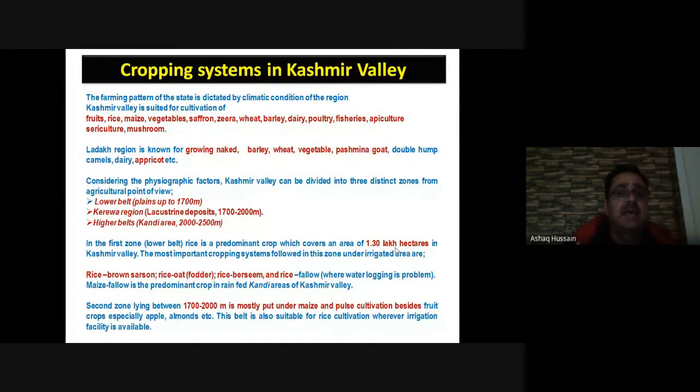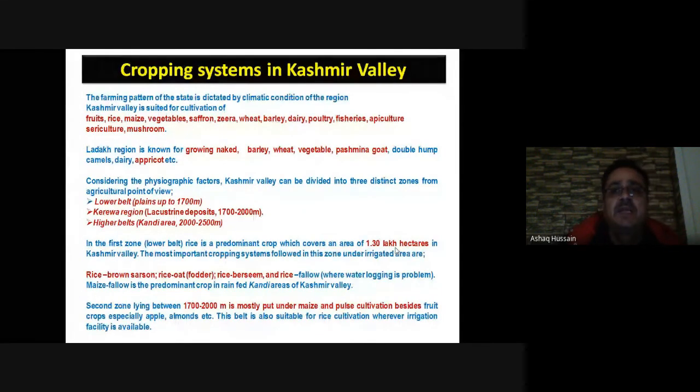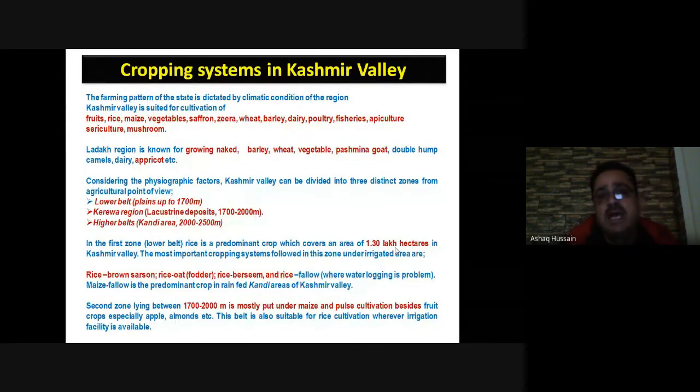Then the cropping systems that mainly exist in the Kashmir Valley: we grow fruits. As indicated earlier, the apple is the main crop. Then rice and maize are also very important crops. Then we also grow vegetables, and we export during the summer season to other parts of the country. Then saffron is a very traditional crop and a geographical indication of our region. Then zira, wheat and barley are other minor crops. Now poultry is picking up as an industry. Similarly, we have fisheries, apiculture, that is honey production, and sericulture as very important occupations of the farmers. Then Ladakh region is mainly known for naked barley, wheat, vegetables, pashmina goat, and apricot.